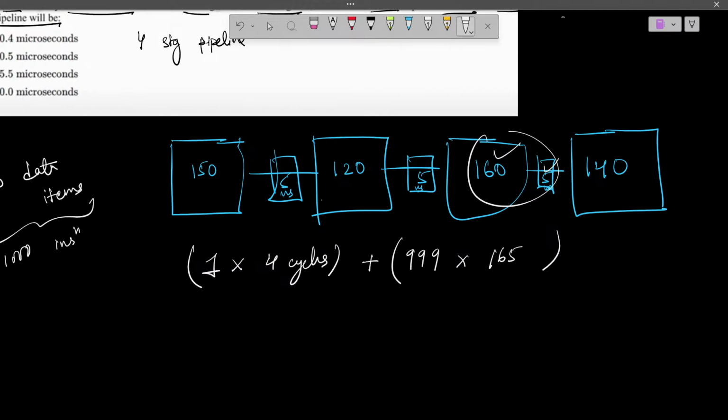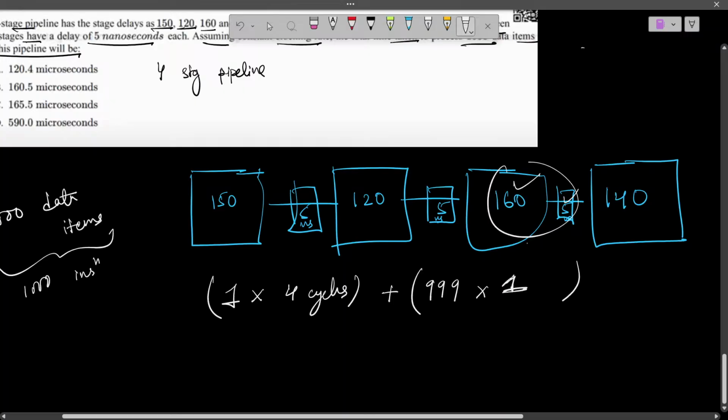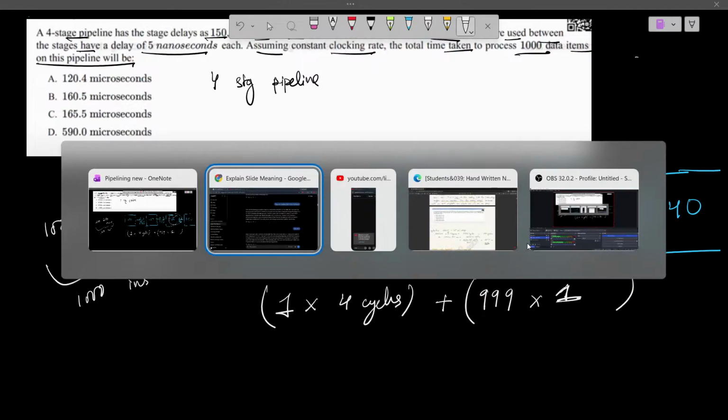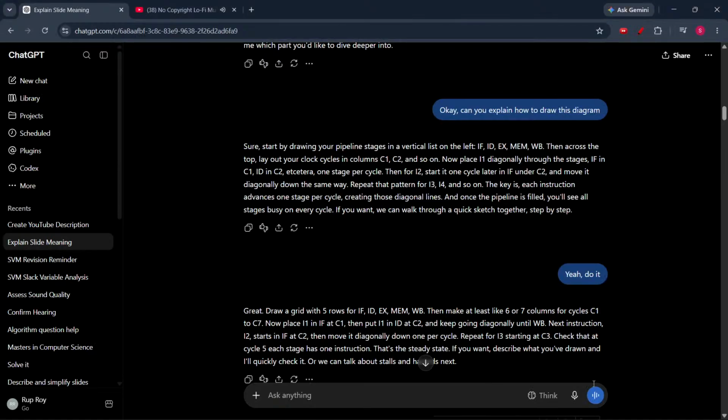Wait, sorry. This would be 1. Sorry, this would be 1. This is not a clock cycle. This is for 999. Let's just wait. Let's just ask ChatGPT to make sure.